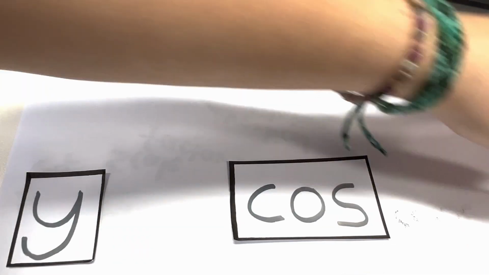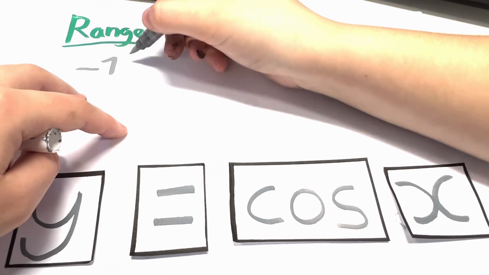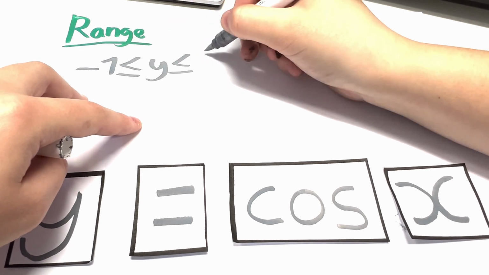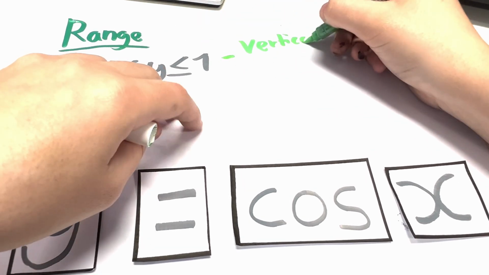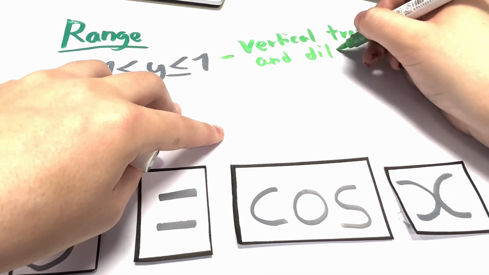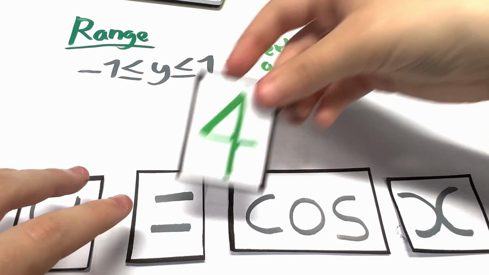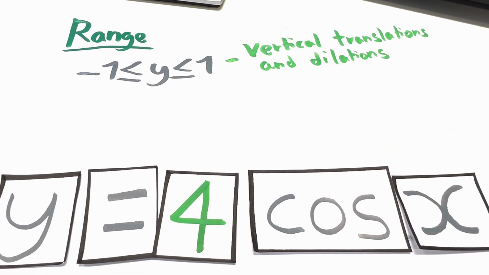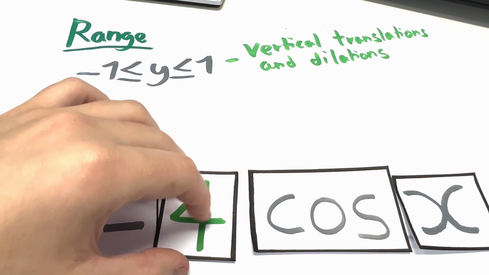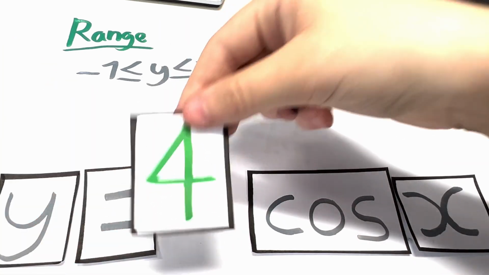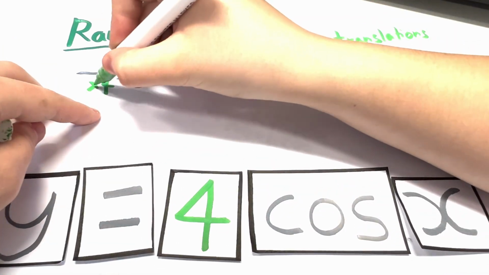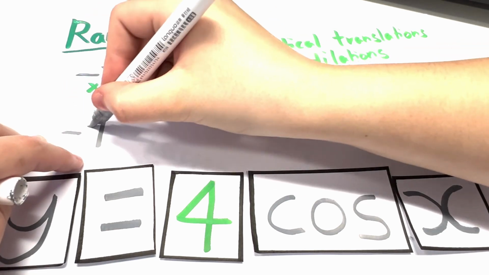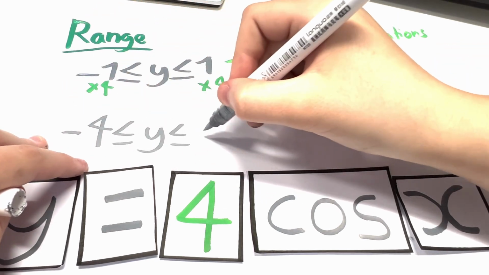Next is the range. The range of y equals cos x is -1 is smaller than or equal to y, which is smaller than or equal to 1. But unlike the domain, the range changes due to the vertical translations and transformations. Firstly, we're going to do the vertical dilation in y equals 4 cos x on 2 plus 1. The vertical dilation, or in other words the amplitude, is the 4 in the front. This means we time the maximum and the minimum by 4, which means the new range is -4 is smaller than or equal to y, which is smaller than or equal to 4.